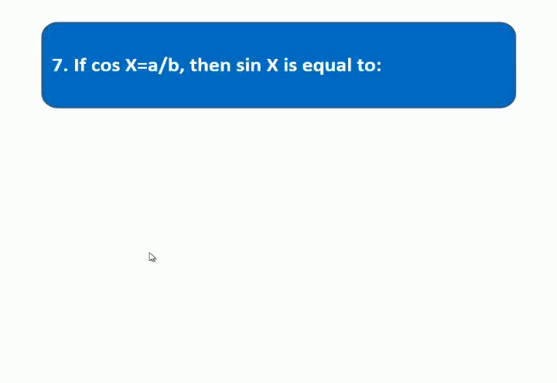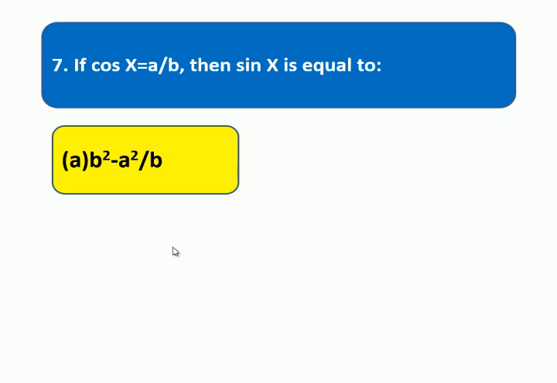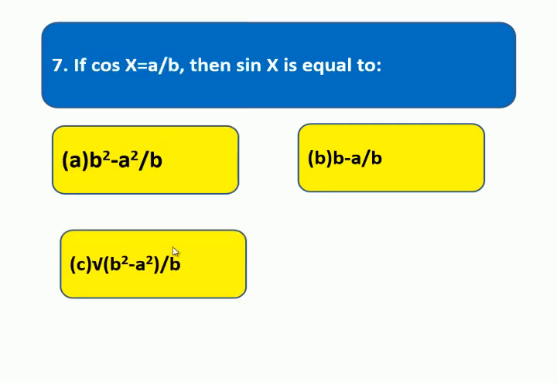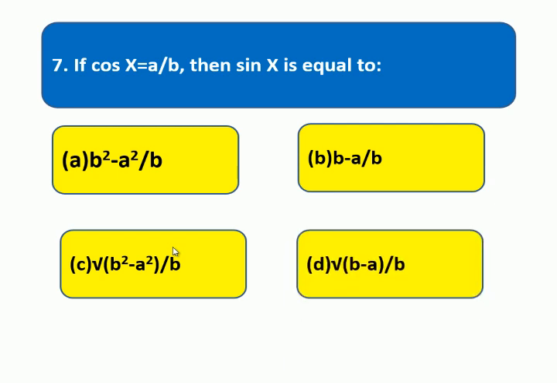Now question 7. If cos x is equal to A by B, then sin x is equal to. Here are the options: A, B square minus A square by B; B, B minus A by B; C, root B square minus A square by B; or D, root B minus A by B. Okay, so find the value of sin x and write down the correct option, either A, B, C or D.